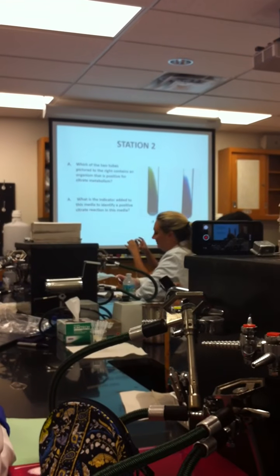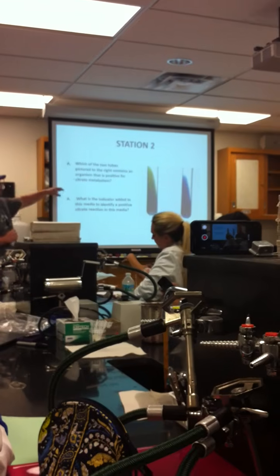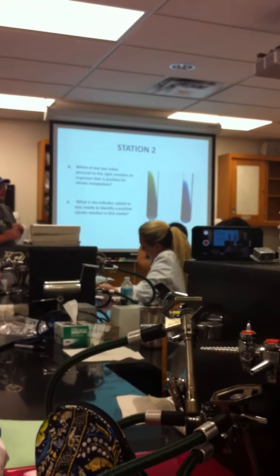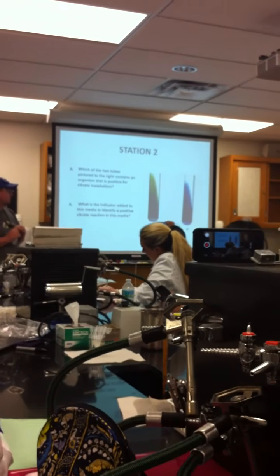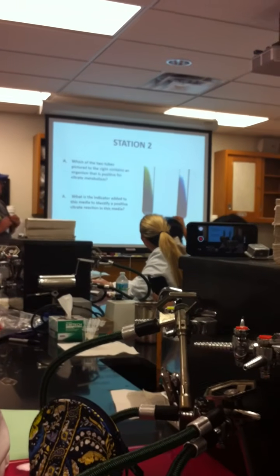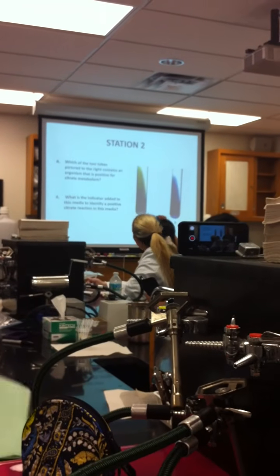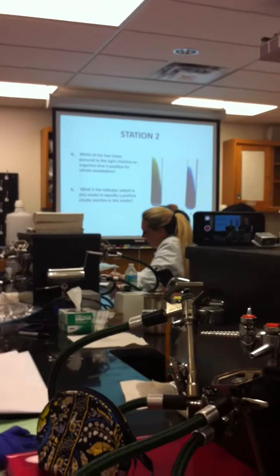know what it means. So, if you're looking for citrate metabolism, that means that you can use citrate as a carbon source. What is the indicator? Bromothymol blue. Okay, that's really easy. Okay? I can't read this.